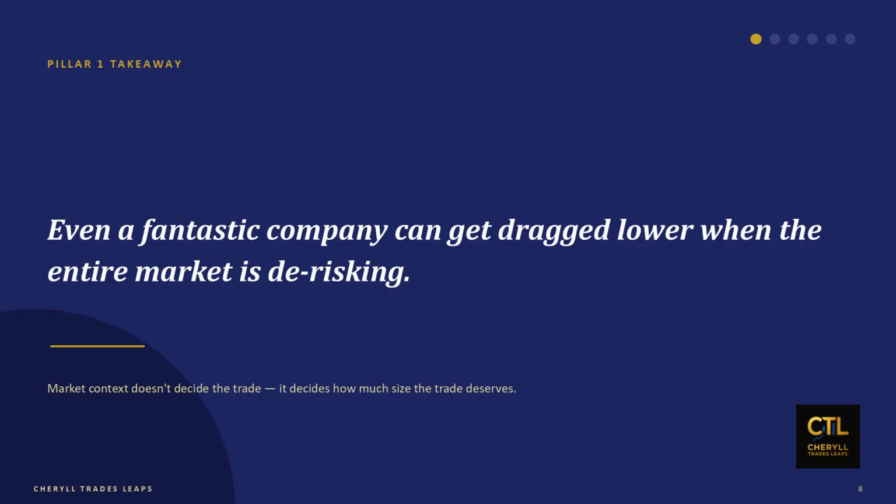Pillar 1 takeaway. Even a fantastic company can get dragged lower when the entire market is de-risking. Market context doesn't decide the trade. It decides how much size the trade deserves.